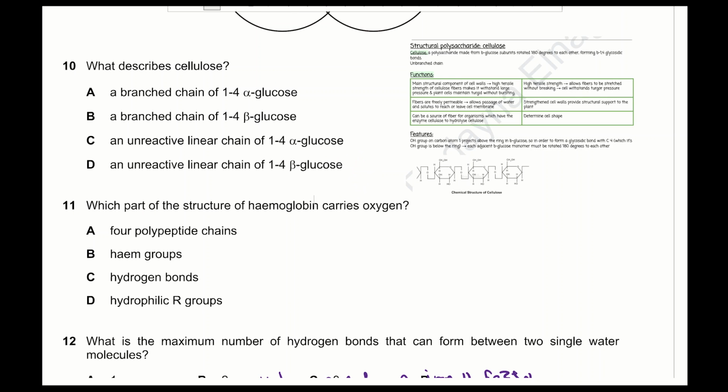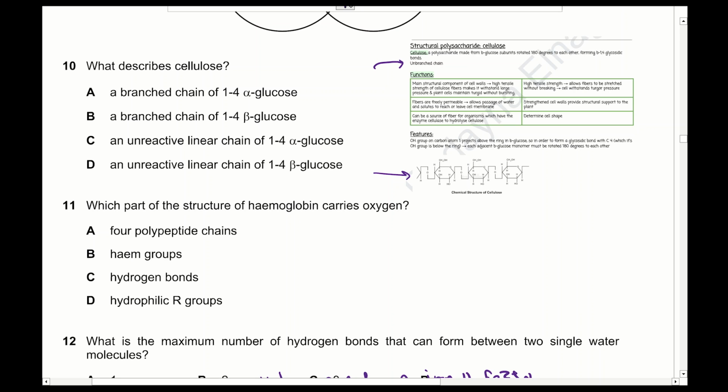Question number 10. What describes cellulose? So, this part here is found at the topic 2 notes on the website. Now, cellulose definition is a polysaccharide made from beta-glucose subunits rotated 180 degrees to each other, forming beta 1-4 glycosidic bonds. And it is an unbranched chain since they're rotated 180 degrees.